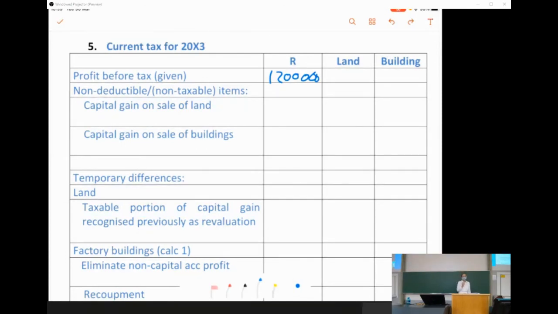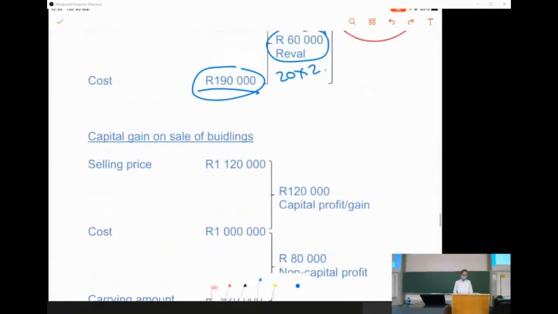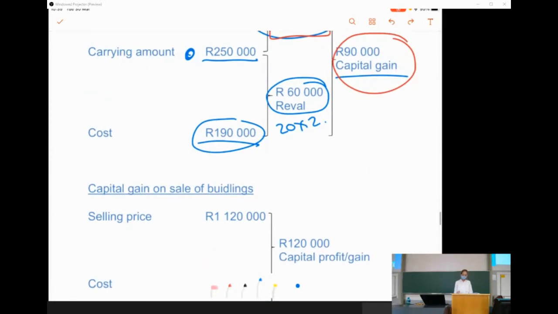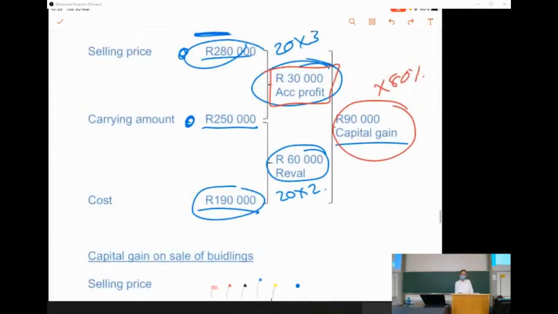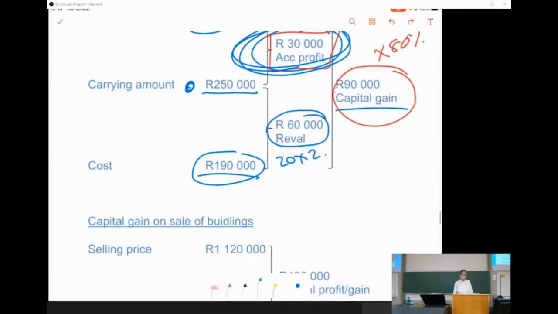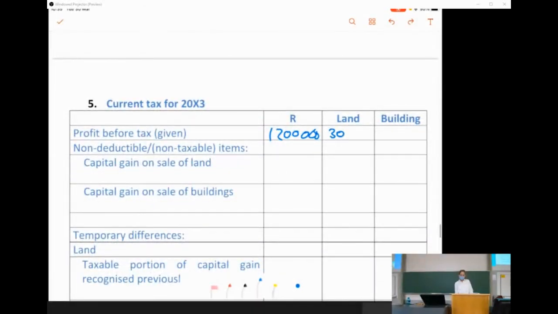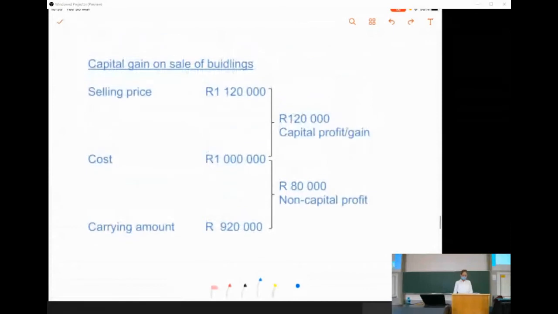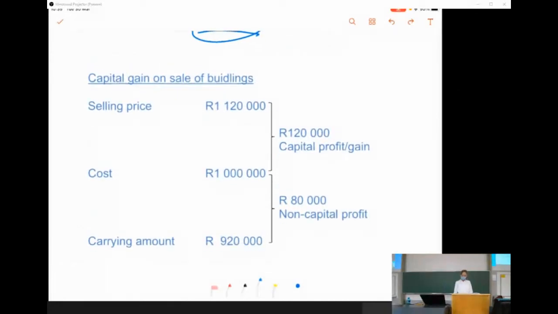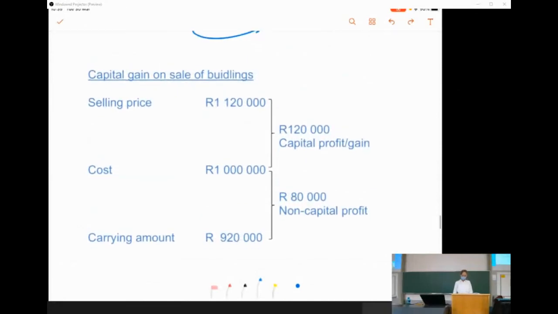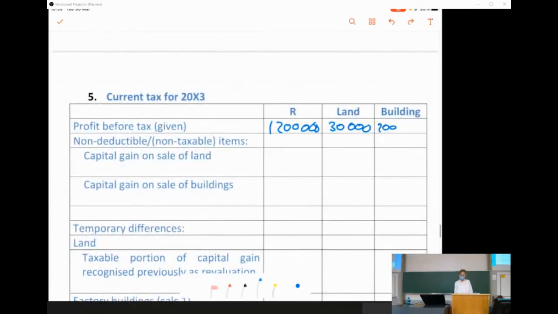However, included in that 1.2 million profit for the year, we have got the gain on the sale of the land of 30,000. So 30,000 is included in that 1.2 million. And then the sale of the building gave us a 200,000 profit. Am I right? Please audit me.